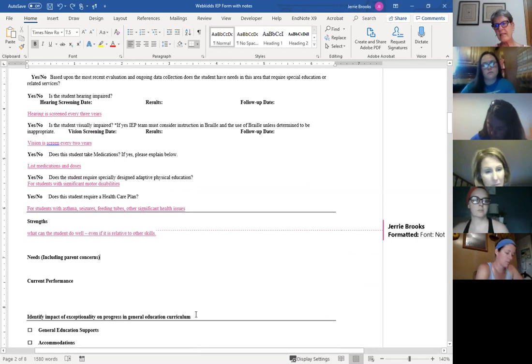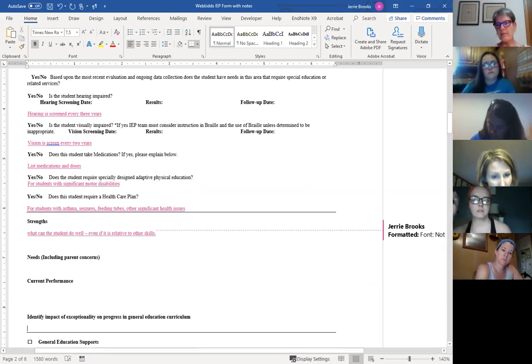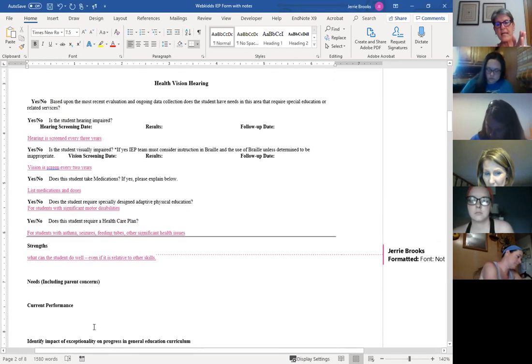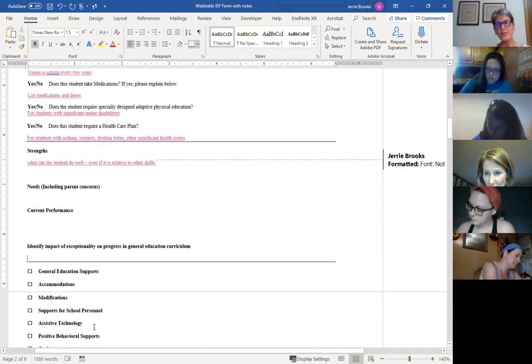And then, there's supposed to be a line here. Does it affect the way they are learning? The strength doesn't have to just be about the vision and hearing. It can be about other things. No, it's only vision and hearing. Every section of the IEP has the strengths, the needs, and the current performance and the impact. So, yeah, you have a place to address it on all the others.